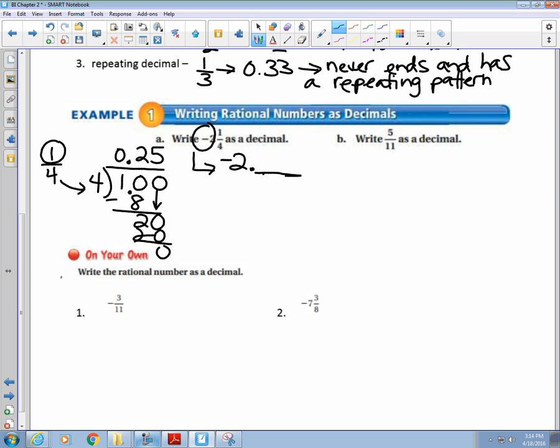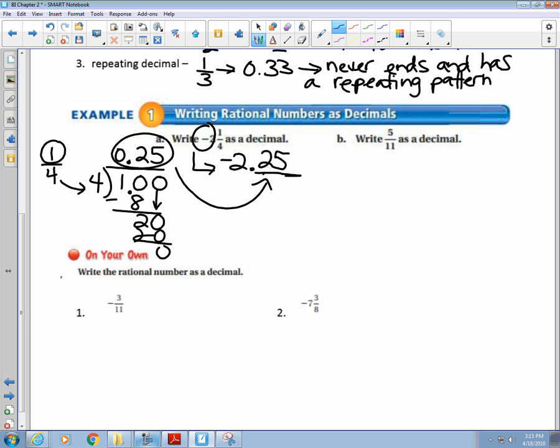So we're going to take this 0.25 portion of it, and we're going to bring it over and add it to what we've already written. The 0 added to 2 is still just -2, and the 0.25 part we're going to write in as our decimal portion. So -2 1/4 is equal to -2.25.